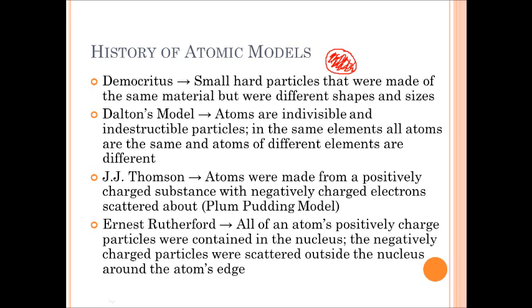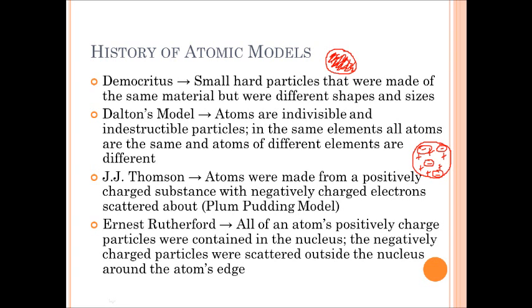The next model that came along was J.J. Thomson, and we've already talked about this briefly, the plum pudding model. So you basically have a positively charged substance, like a matrix almost, with negatively charged electrons scattered throughout. So again, think of a chocolate chip cookie. Your dough is your positively charged material. The chips themselves are negatively charged electrons.